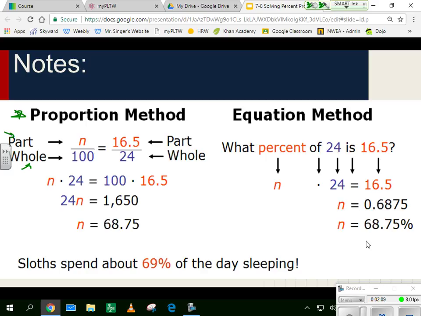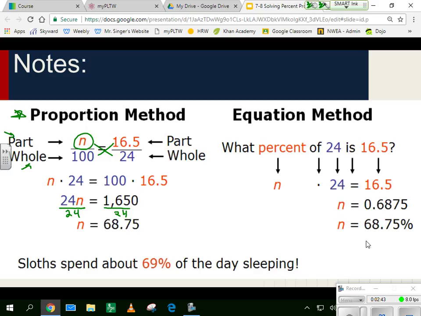So if we were to try to figure out how much percent of a day a sloth actually sleeps, here's how you set it up. So we don't know the percent, so that becomes our variable, but we know percent is out of 100. We do know that the whole day is 24 hours, and part of a day is 16.5 hours that they sleep. So by doing this, we can cross multiply to get 24n, and we can cross multiply 16.5 times 100 to get 1,650. And then we just have to divide both sides by that 24.